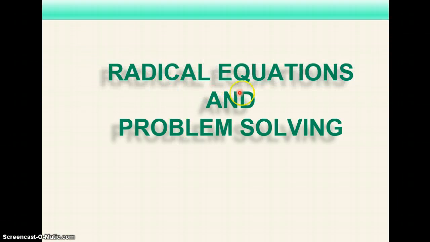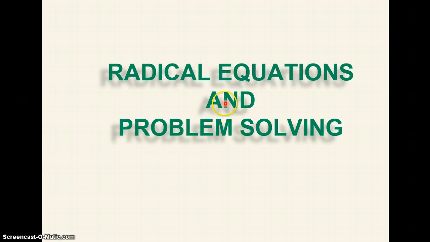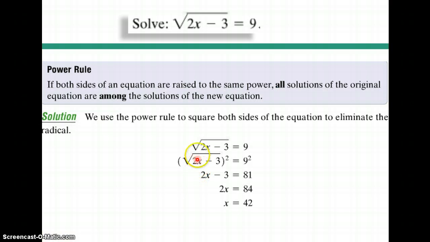In this video, we can talk about radical equations and their problem solving. Square root of 2x minus 3 equal to 9 is a radical equation where square root of 2x minus 3 is a radical expression. To solve this radical equation, we use the power rule.